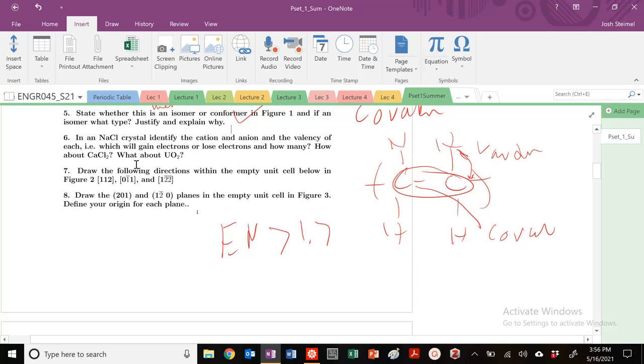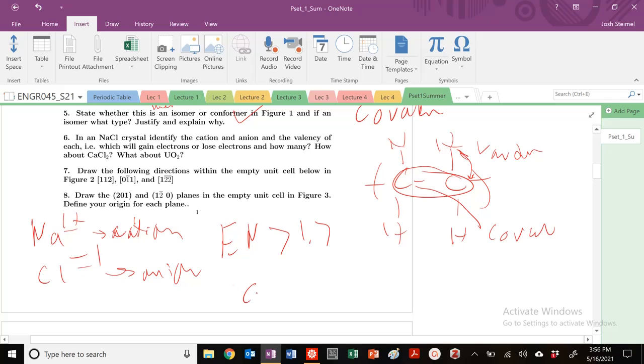NaCl crystal, cation and anion. So Na is our cation. It will be 1 plus. Cl will be 1 minus. So these positives are always, again, our cation. These would be our anion. Again, this will lose an electron. This will gain an electron.